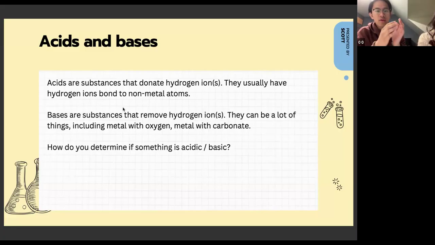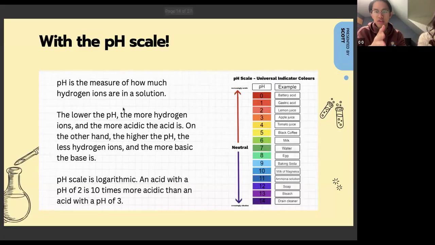The way we determine if something is acidic or basic is with the pH scale. The scale goes from 0 to 14, and measures how many hydrogen ions are in a solution. So the lower the pH, the more hydrogen ions there are, and the more acidic the solution is. On the other hand, the higher the pH, the fewer hydrogen ions it has, which is a little bit counterintuitive, but that's just how whoever invented the pH scale decided it would work. So the higher the pH, the more basic it is, and the less acidic.